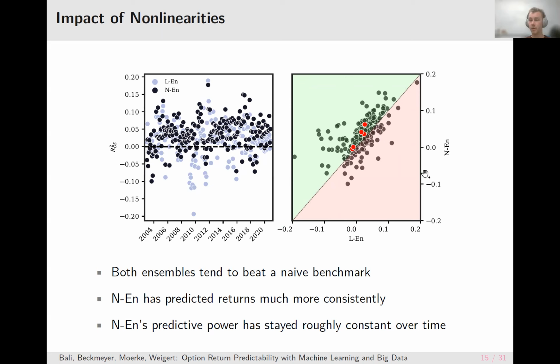In fact, if we compare the out-of-sample predictive power of the linear and nonlinear ensemble, we find that almost 80% of the months we are in this green region here, which suggests that the nonlinear ensemble outperforms the linear ensemble. In red, we have indicated the coronavirus sell-off period. And even during this time, we find that the nonlinear ensemble outperforms the linear one.